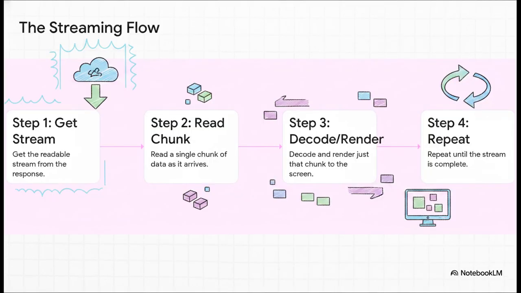So the streaming way replaces that one big clunky step with a simple, beautiful, continuous loop. First, instead of asking for .text(), you ask for the .body, which gives you a readable stream. Then, as each little chunk of data flies in from the network, you read it, turn it into text, and immediately slap it onto the screen. You just keep doing that. Read, decode, render, repeat, until the stream says, I'm done.